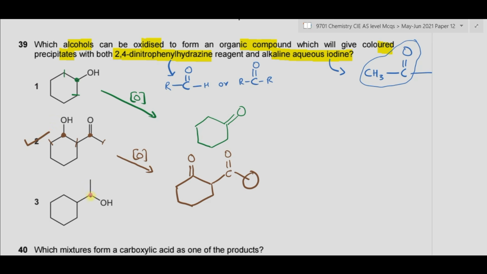In part 3, we can see that this carbon is directly attached to 2 other carbon atoms, so therefore it is a secondary alcohol and it is oxidized into a ketone. The product will be like this. As the product formed is a ketone, it will give colored precipitate with 2,4-DNPH. Also we can see that CH3 is directly attached with the carbonyl carbon, so due to the presence of this part, it will give colored compound with alkaline aqueous iodine. As options 2 and 3 are correct, answer is therefore C.